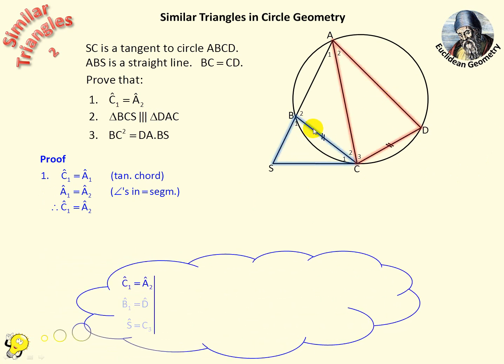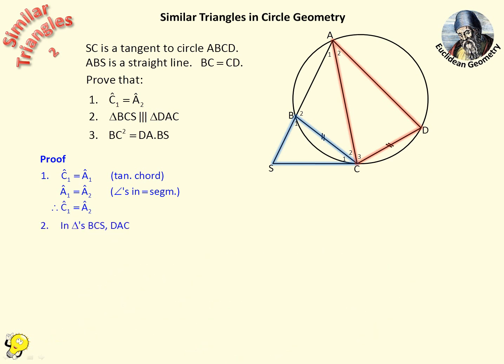Now we're proving these two triangles similar. So same as in the first one, I suggest you list the angles. C1 is likely to be equal to A2. Well, we've proven it. B1 and D, and then S and C. So C1 equal to A2: yes, we've proven it. B1 equal to D. Well, if you know your theorems, you'll see exterior angle of a cyclic quad. Yes. And therefore the final pair of angles have to be equal, angle sum of a triangle.